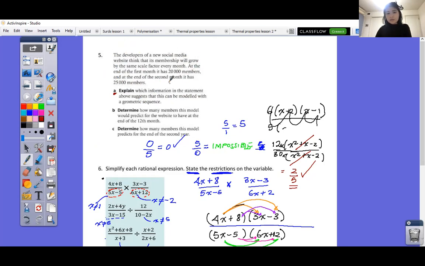That it will grow by the same scale factor every month? Very good, absolutely spot on, Sayaka. By the same scale factor every month. That's that statement. Okay, then it now says, determine how many members this model would predict for the website to have at the end of 12 months.